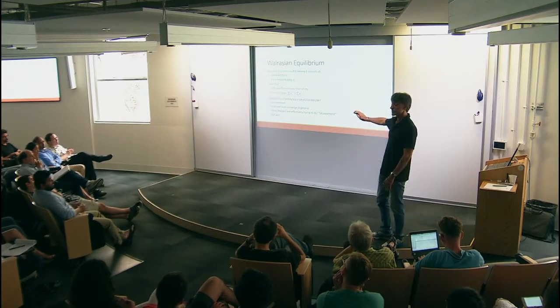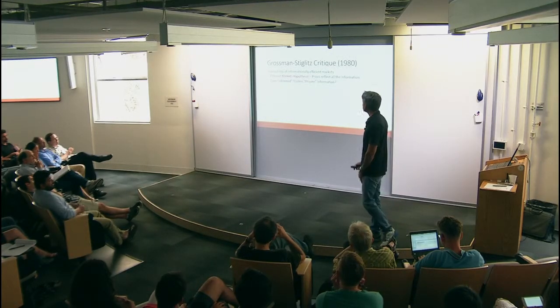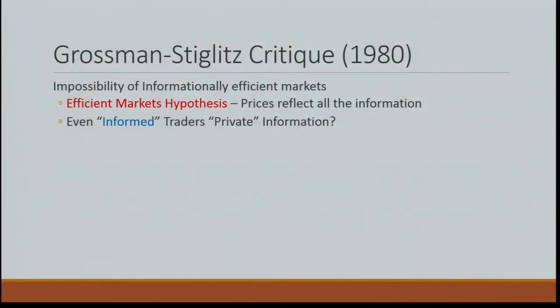But wait, so there are more problems here. In 1980, Grossman and Stiglitz wrote a paper titled Impossibility of Informationally Efficient Markets. Till now we didn't bring information into the picture. Information was not being traded. There was no price involved with it. It was just commodities.